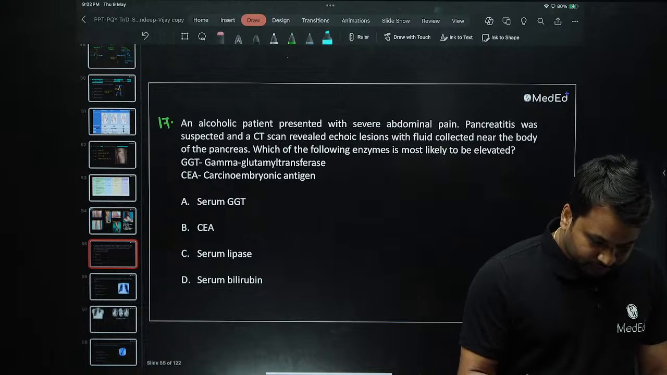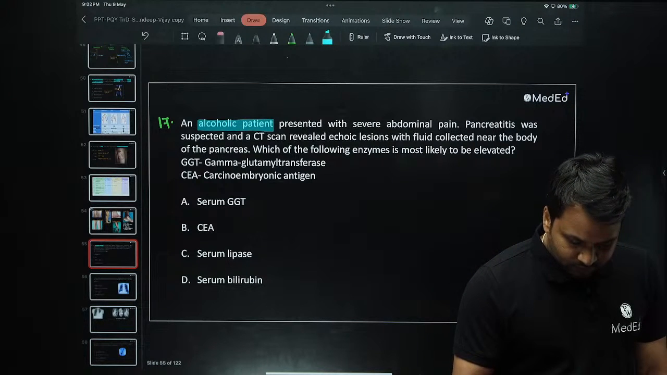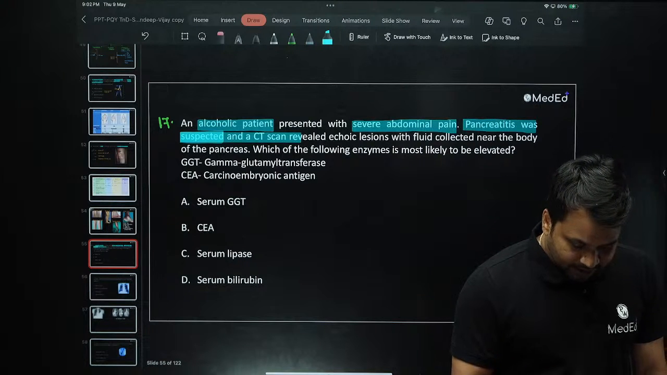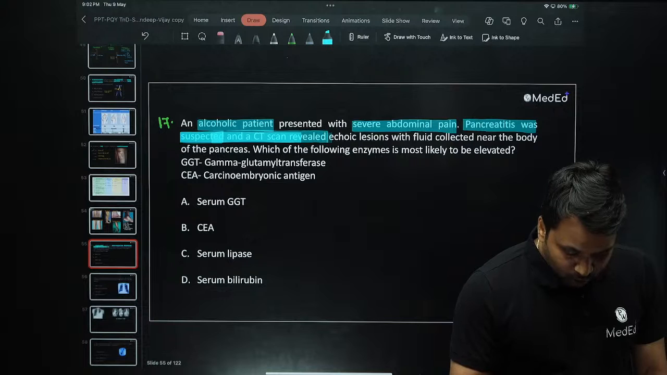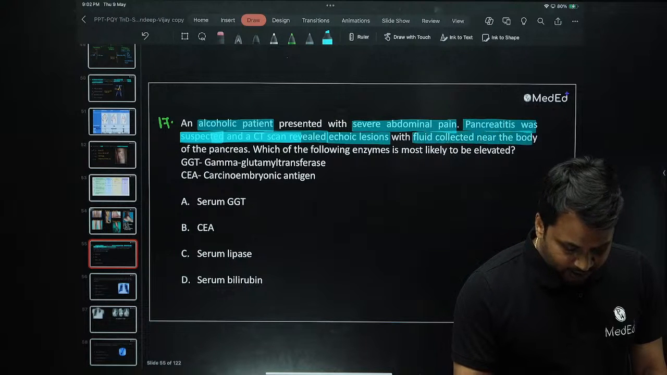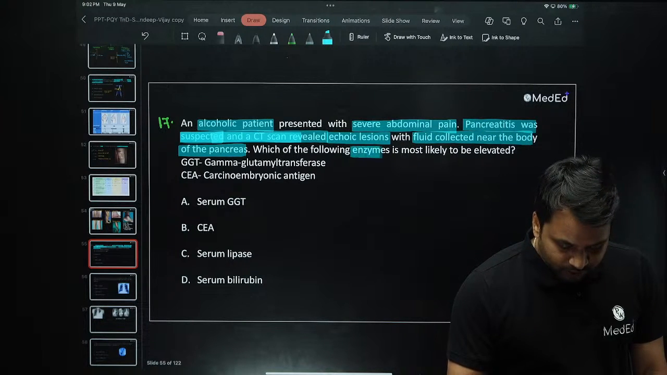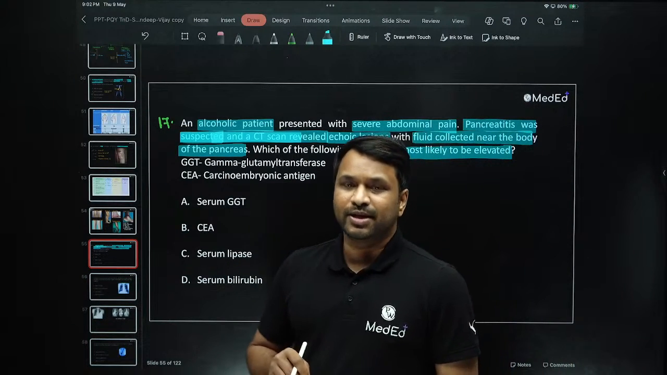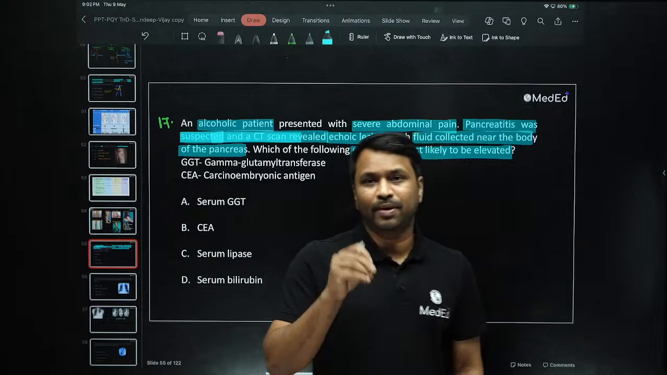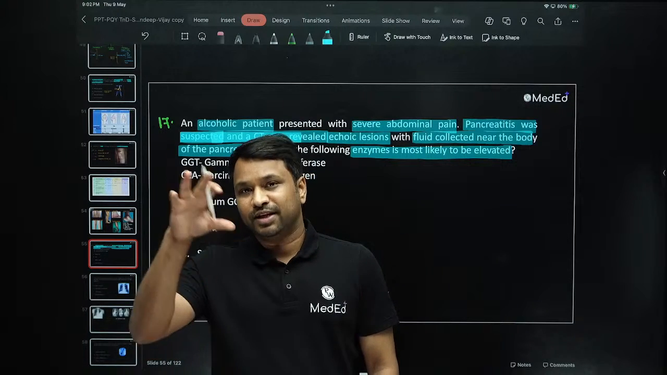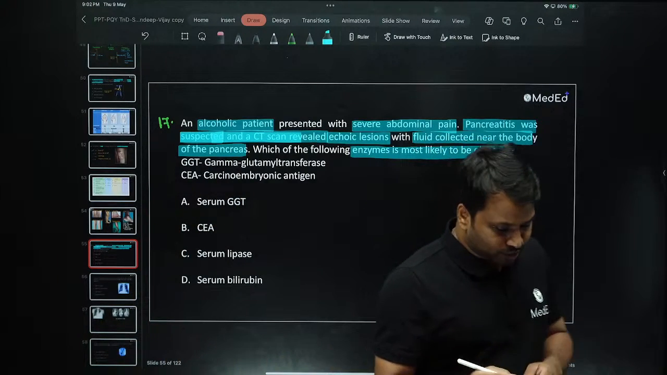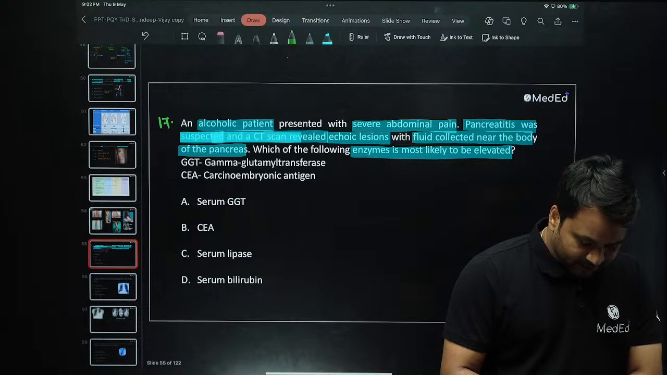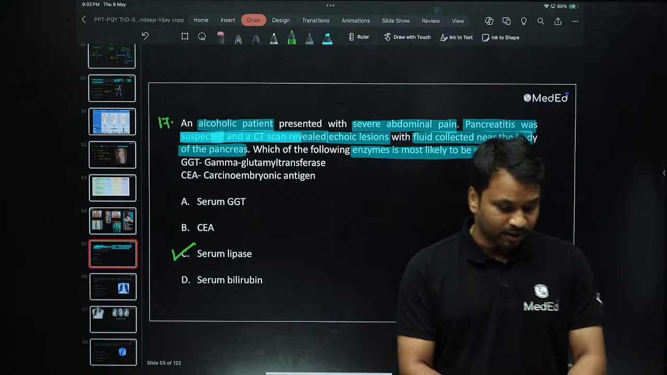Now, I have an alcoholic patient with severe abdominal pain, pancreatitis was suspected, CT scan revealed an anechoic lesion with fluid collection near the body of the pancreas. Which of the following enzymes is most likely to be elevated? It is a classical presentation of pancreatitis with fluid collection, it is nothing but pseudocyst of the pancreas. In the pseudocyst, what is elevated? It is your serum amylase and serum lipase.